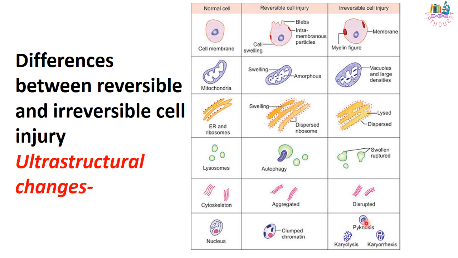In pycnosis, the nucleus becomes very small and compact because of clumping and severe gathering of the chromatin. In karyolysis, there is disintegration or fragmentation of the nucleus, and in karyorrhexis, there is severe fragmentation and loss of the nuclear chromatin.